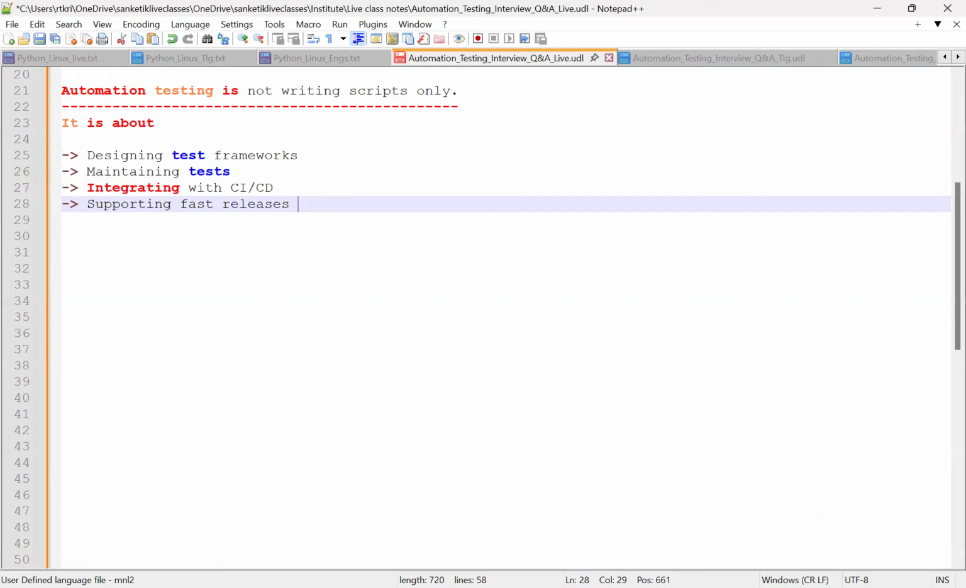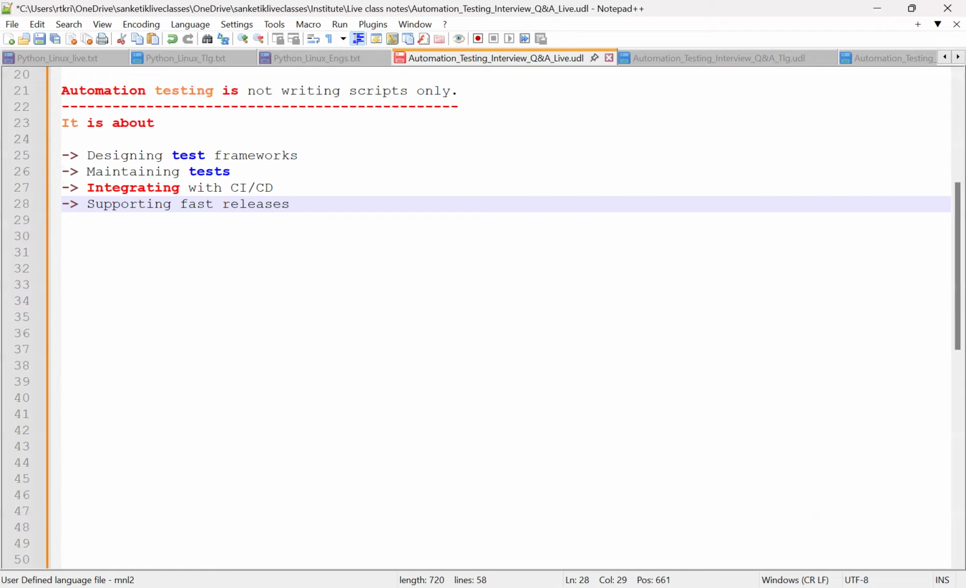First, we need to design the test frameworks. First, you need to know the scripting, that is okay, but in real-time automation, we need to design the testing frameworks. After designing, we need to maintain tests, whether they are stable or not, whether they are working fine or not. Next, integrating with CI/CD. This is a very important thing. Nowadays, it is a part of automation.